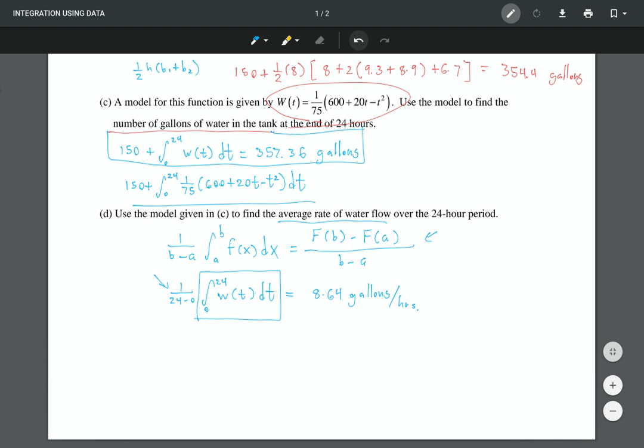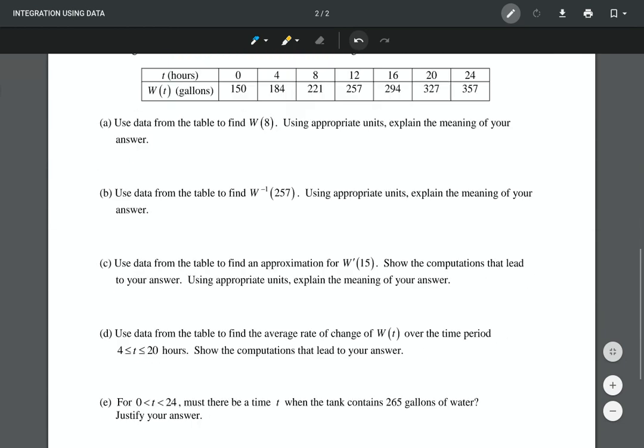Okay, so notice that it says the average rate of water flow. The word rate, you should know that those units are going to have to be per time in this case. So again, this right here gives me the units of gallons, and this right here is going to give me the units of hours on the bottom of the fraction. Okay, so that's the answer. All right, so let's move on.